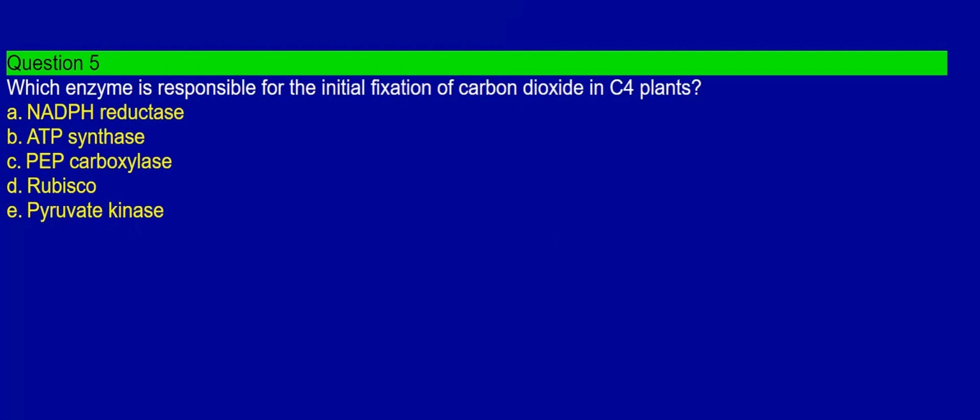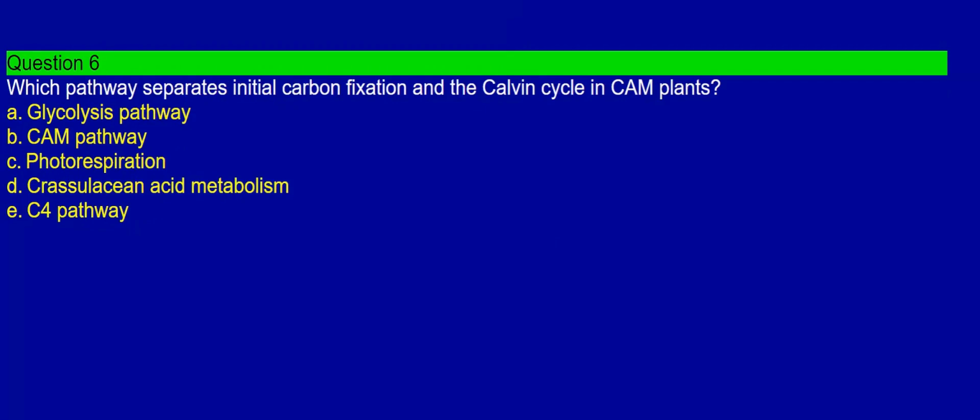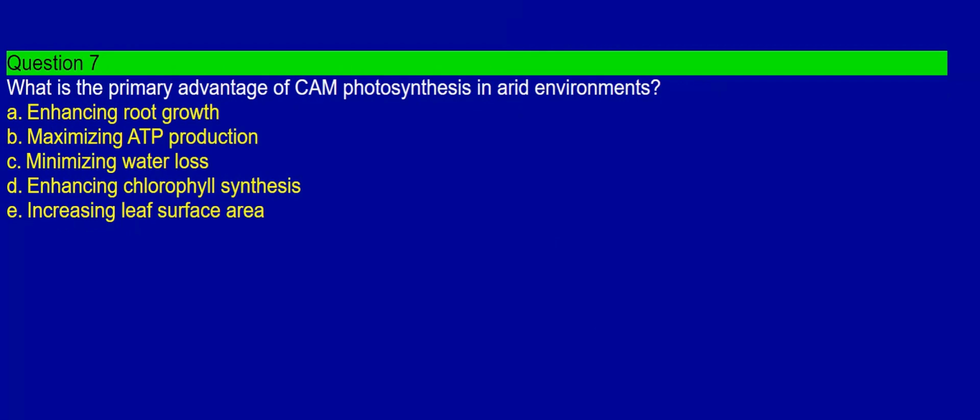Question 5. Which enzyme is responsible for the initial fixation of carbon dioxide in C4 plants? Question 6. Which pathway separates initial carbon fixation and the Calvin cycle in CAM plants? Question 7. What is the primary advantage of CAM photosynthesis in arid environments?